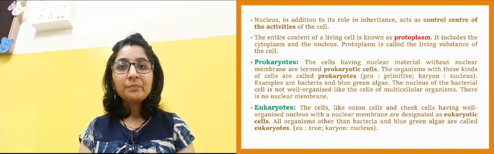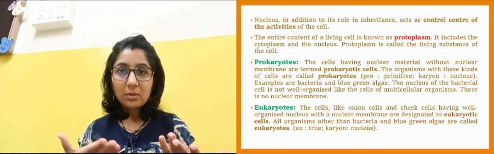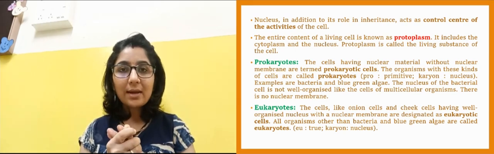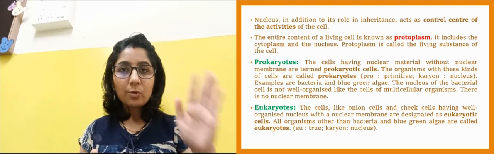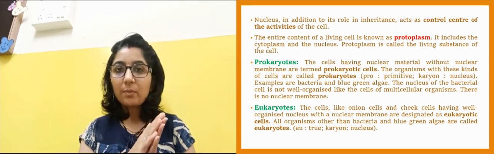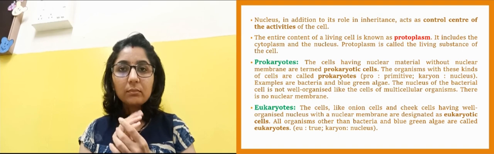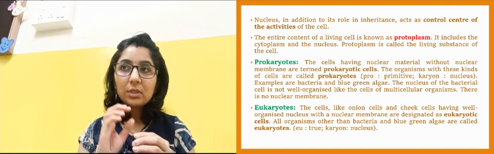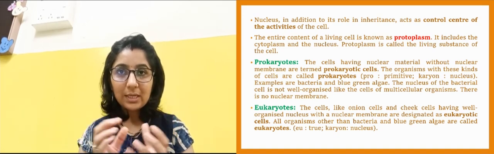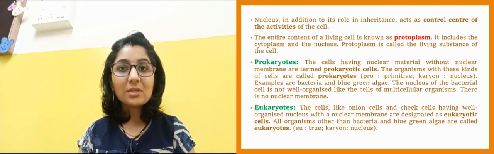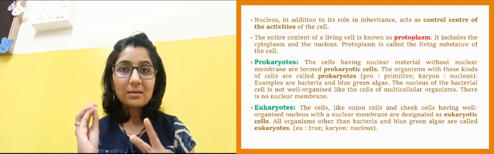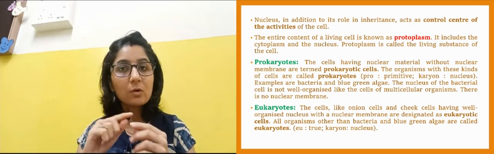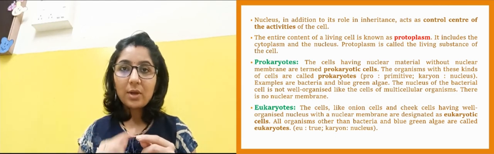Now, based on this protoplasm, we have categorized organisms into two types, that is prokaryotes and eukaryotes. Let us see what prokaryotes are. Organisms which have cells with nuclear material: like we have seen, chromosomes are present, the nucleolus is present and all that. And this is all enclosed in a nuclear membrane.